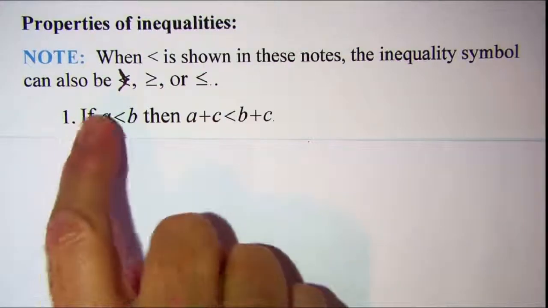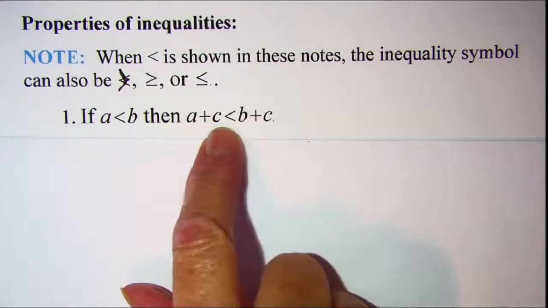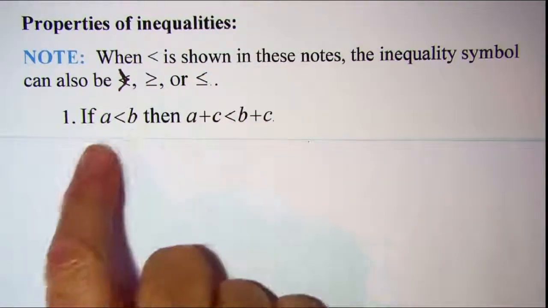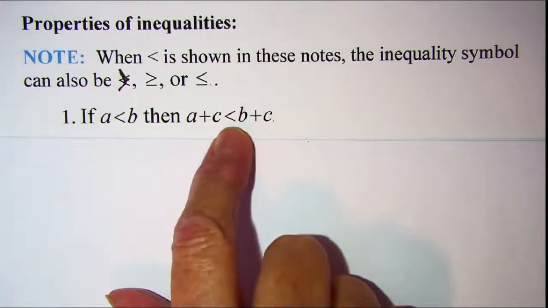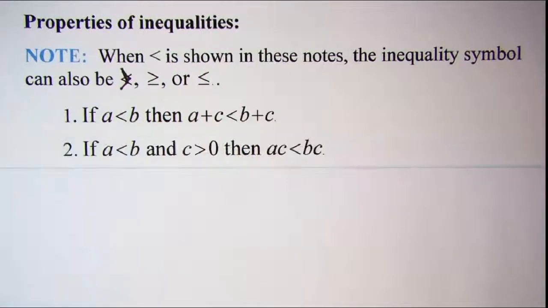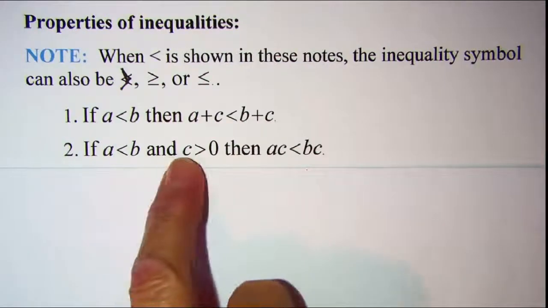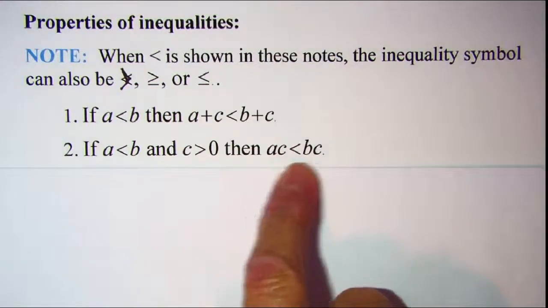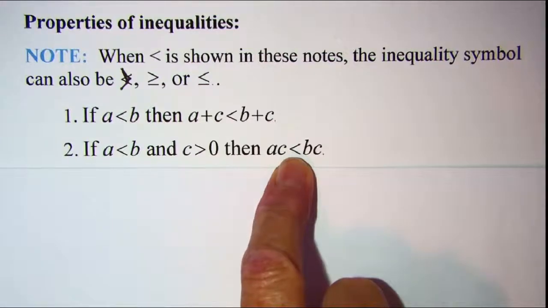Our first property says that if A is less than B, then A plus C is less than B plus C. In other words, if you start with an inequality and you add the same quantity to both sides, then it'll still be the same inequality symbol. The second property says that if you start with an inequality and you multiply both sides by some number which is greater than 0, in other words positive, then it'll stay the same inequality symbol.